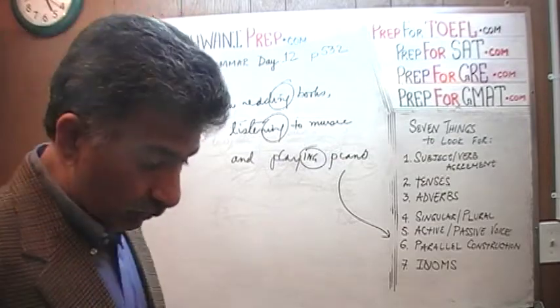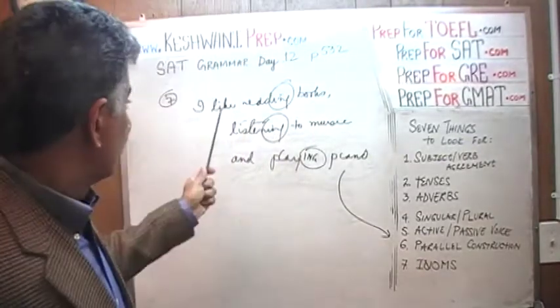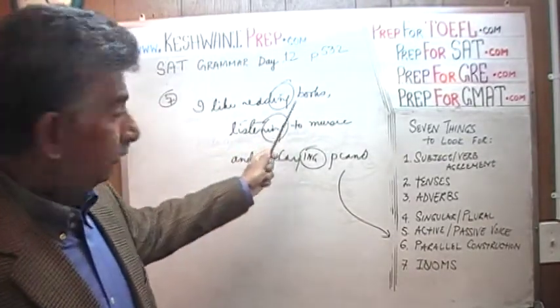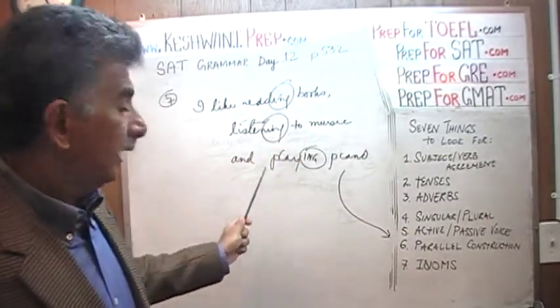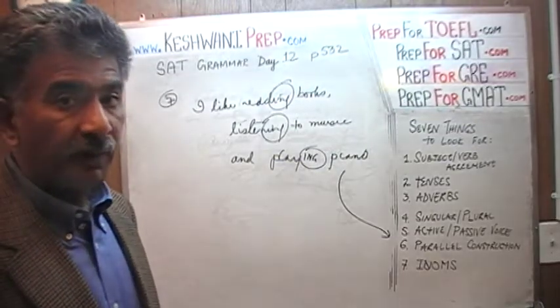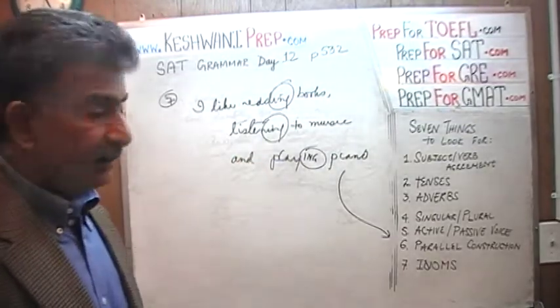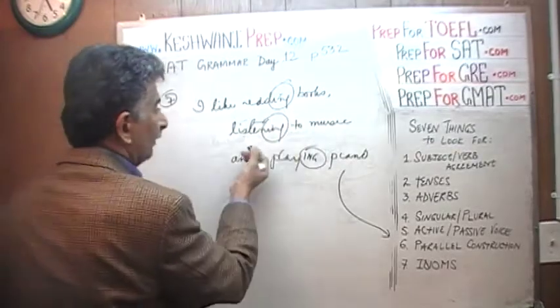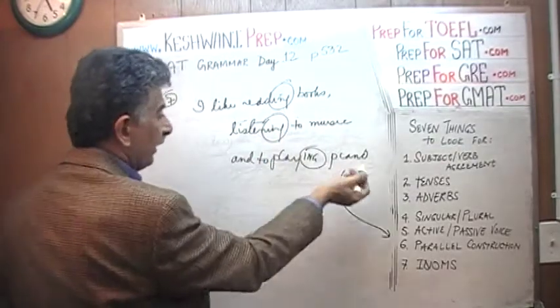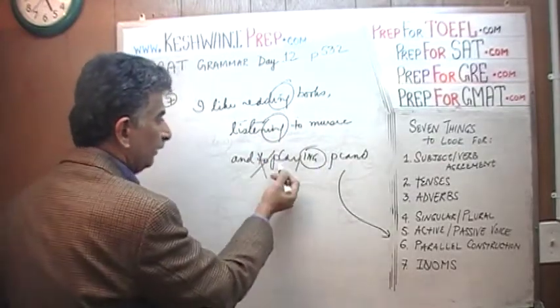Or we could have said, I like to read books, I like to listen to music, and I like to play piano. That would have been fine too. But the way it is written here, I like reading books, listening to music, and to play piano, is no good. It has to be playing piano.